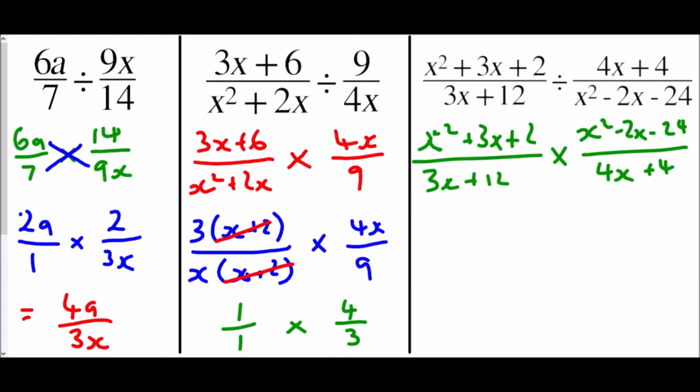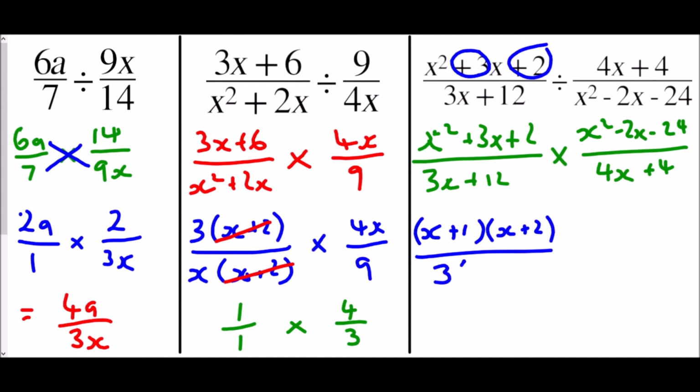So let's get to factorising. So the top one, that's going to be a double bracket because it's in the form of x squared plus bx plus c. I need two numbers that are going to multiply to make positive 2, but add to make positive 3. Well, that's going to be x plus 1 and x plus 2. And all of that's going to be over, well in this case 3x plus 12, that's going to be a common factor of 3, and that's x plus 4.